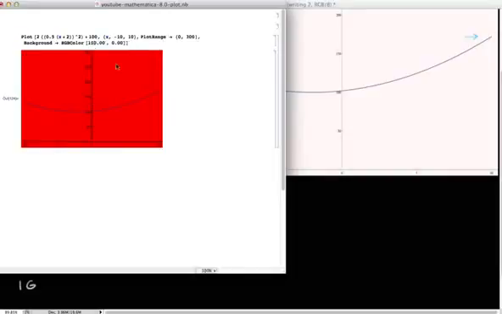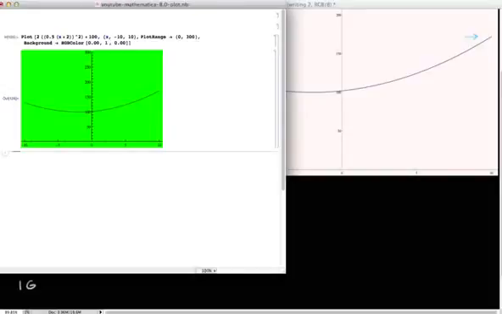And if I make my green fully green, with the value of 1, and then Shift Enter, I get a green. That's full green.